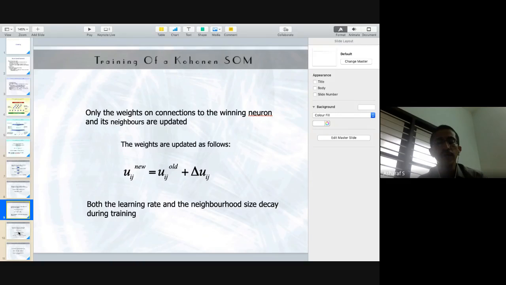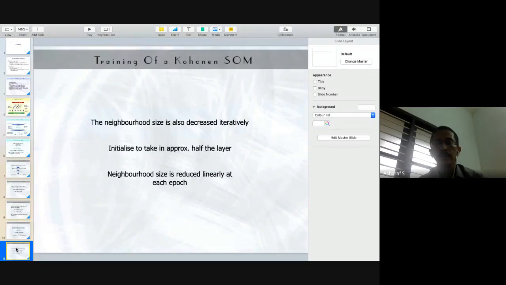What you essentially do in these kinds of algorithms is, the neighborhood size is typically taken to be a very large value initially. At times, people even take half of the layer, half of the 2D layer, as a neighborhood, and the neighborhood size is reduced in a linear fashion, meaning that if you have a very large neighborhood, you keep reducing the neighborhood as you go along.